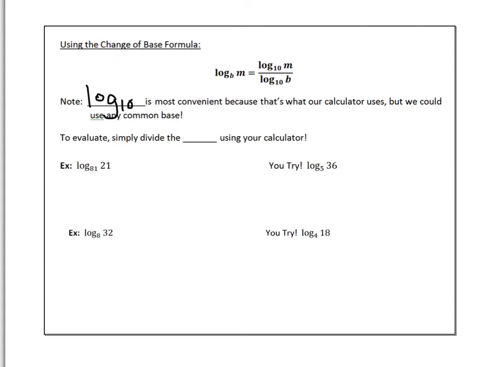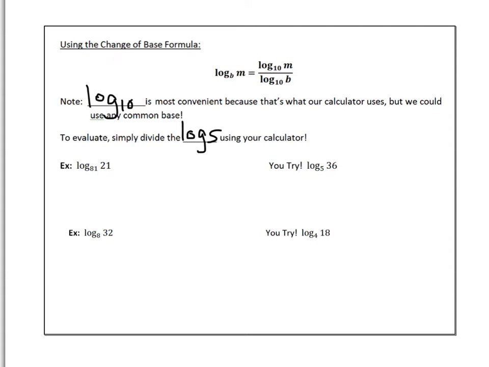All right, hopefully you've all found it. To evaluate, we're simply going to divide the logs using your calculator once we've applied the change of base. So we're going to be taking the log of the number and dividing it by the log of the base. Okay, base always goes on the bottom.